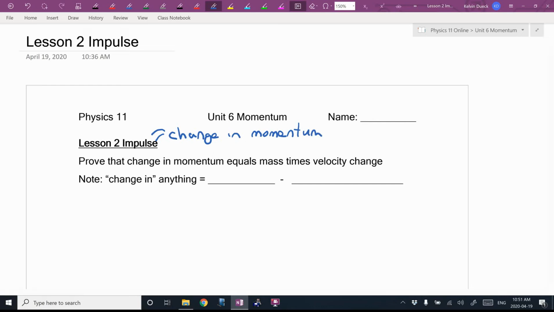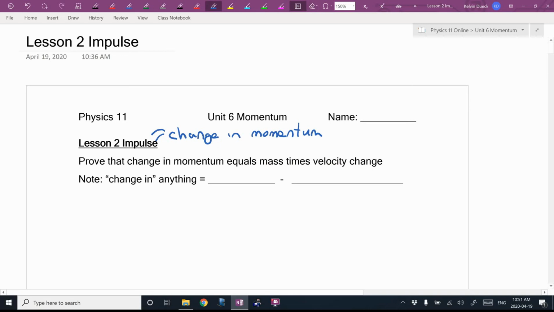You can either change the velocity, we call that an acceleration, or you can change the mass. We're not going to look at the changing mass situation very much, but an example of a changing mass situation would be if you're burning up some rocket fuel and the fuel mass of the rocket is decreasing. But impulse is a change in momentum. And I wrote here, we're going to start off with a proof. We want to prove that change in momentum equals mass times velocity change.